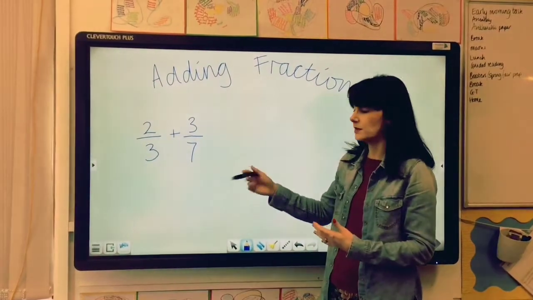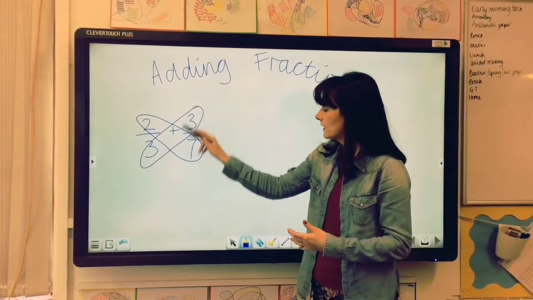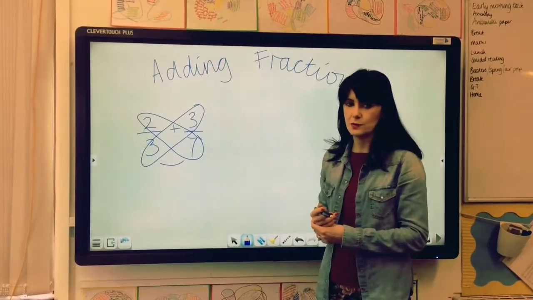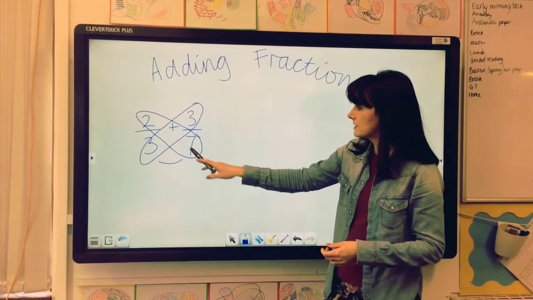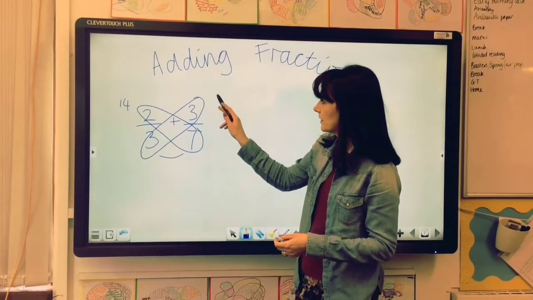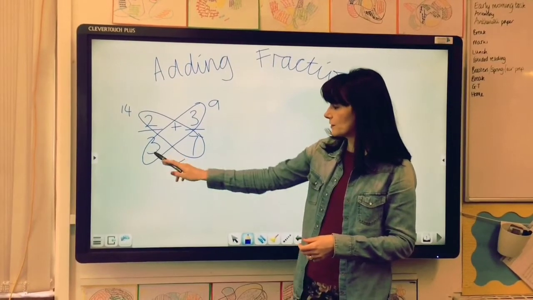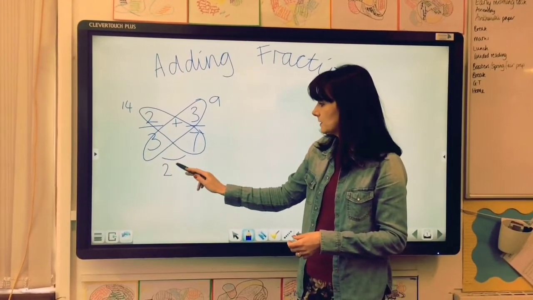So the way we do the butterfly method is we draw some wings, and then we need to remember to multiply across as well. So what we would do is 7 multiplied by 2 to give us 14, 3 multiplied by 3 to give us 9. We then multiply across the bottom, so 3 multiplied by 7 is 21.